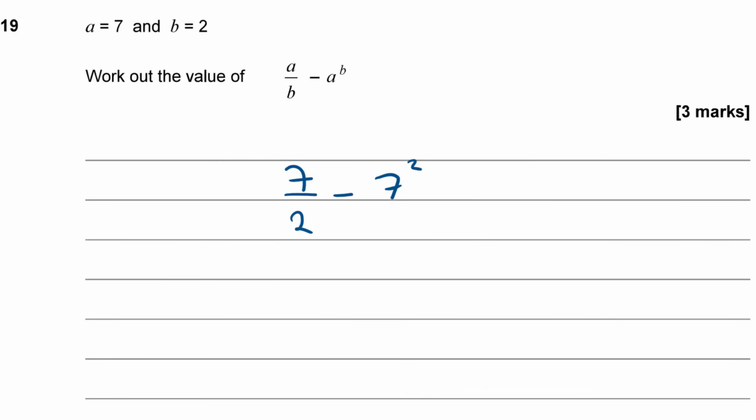So again, let's just think about BIDMAS and make sure we do this in the right order. We've got no brackets, but we do have some indices this time. So the first thing we're going to have to work out is this one, 7 squared. So that's going to become 7 over 2 subtract 7 to the power of 2. 7 to the power of 2 is 7 squared. 7 times 7 is 49. So I'm going to have 7 over 2 subtract 49.